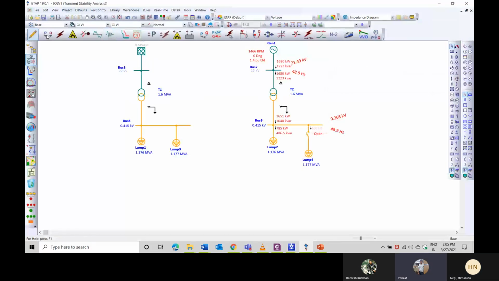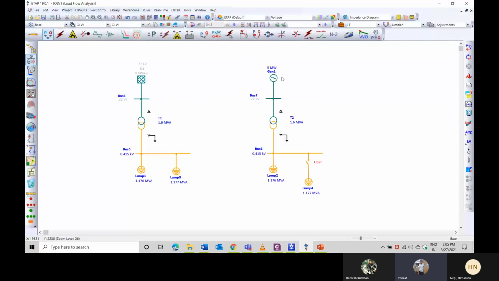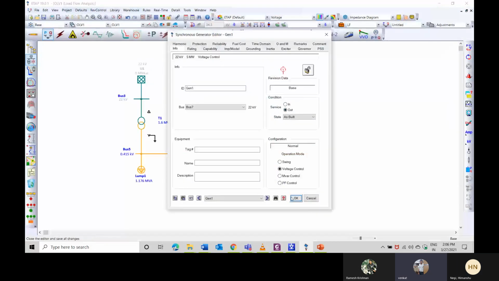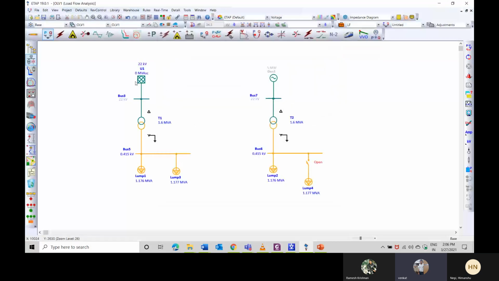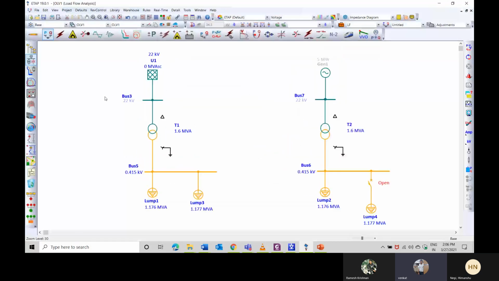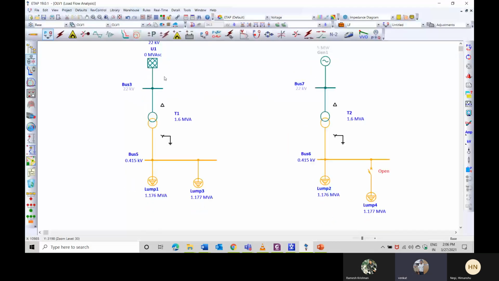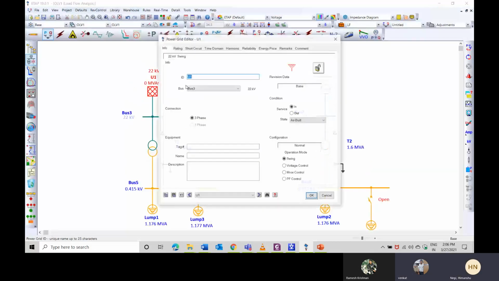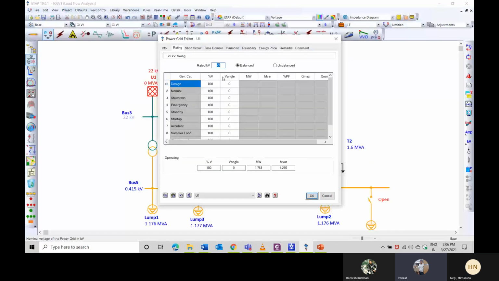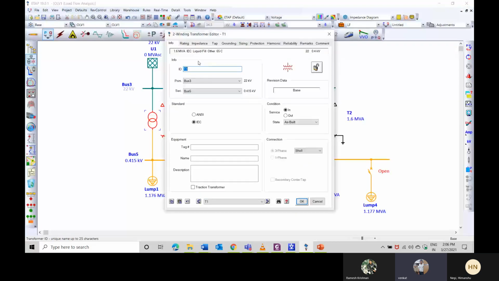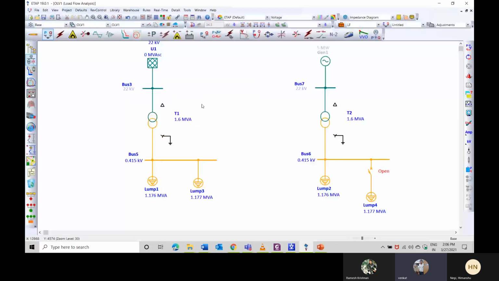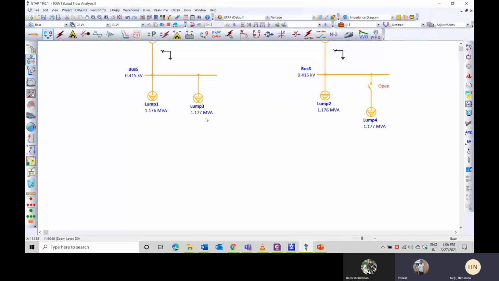I hope my ETAP screen is visible to you. I have taken a source with 22 kV capability. This is just a grid. I have modeled a grid with 22 kV, and I have converted the 22 kV into 0.415 kV with a 1.6 MVA transformer. Now I have connected the load here.